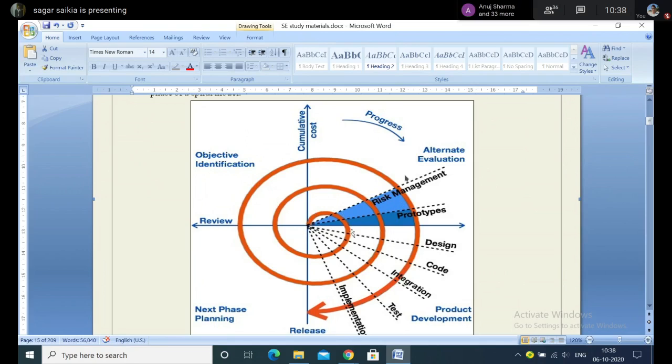So if you see here, every phase will pass through all these features at least once again, isn't it? One of the parts will be risk management, prototype development, then designing of the system, coding. Then once the code is developed for all the modules, we need to integrate. Once all the code is integrated, we need to test it, and then we have to implement. Once that is done, only then are we going to release the product. Okay.